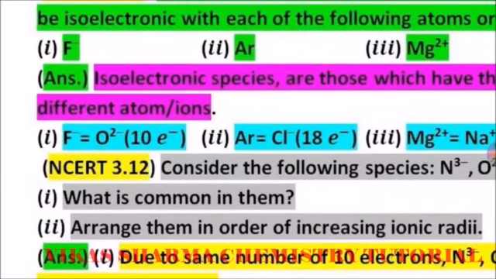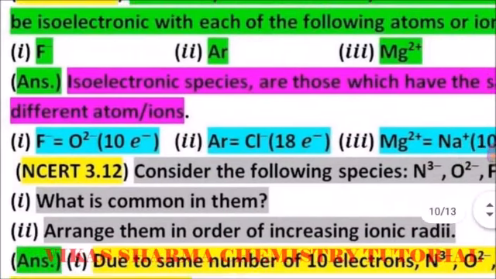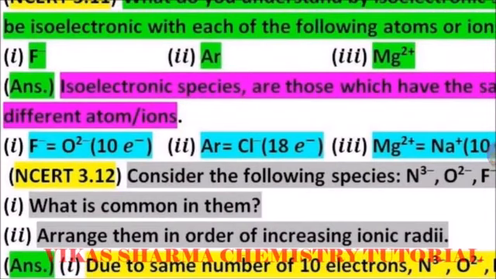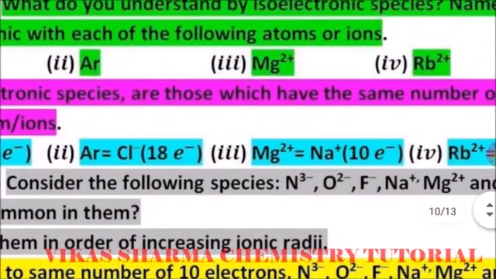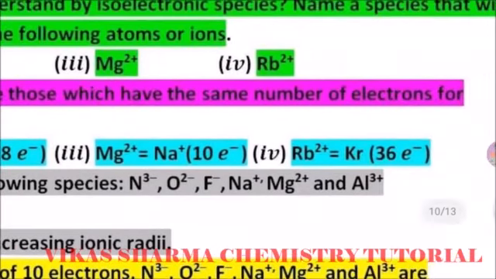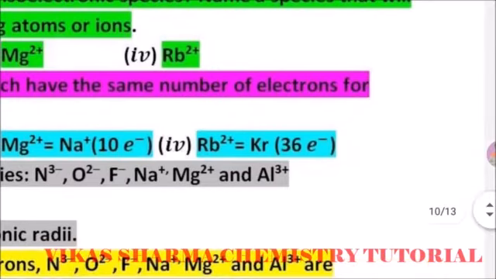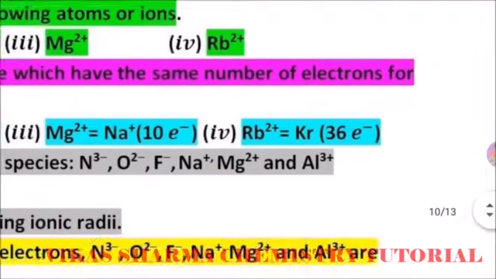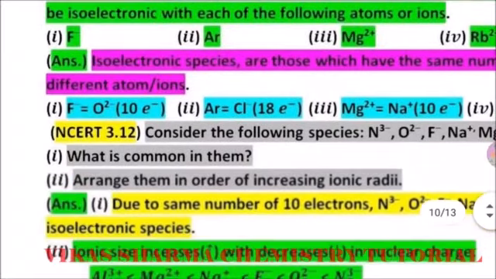For example, the fluoride ion has 10 electrons, equal to the oxide divalent ion. Argon is isoelectronic with the chloride ion, because argon has 18 electrons and the chloride ion also has 18 electrons. The magnesium ion has 10 electrons, so the sodium ion also has 10 electrons. The rubidium cation has 36 electrons, and the bromide ion also has 36 electrons, so you can easily predict it this way.